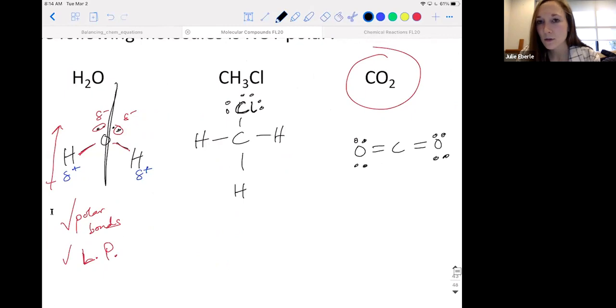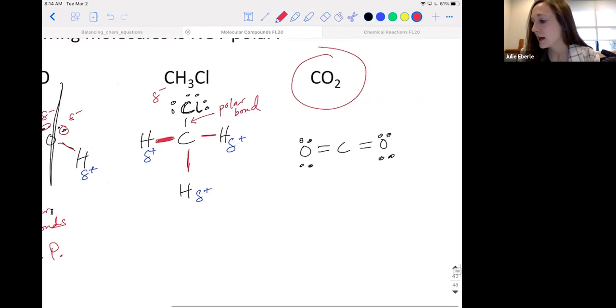Same idea with CH3Cl. I'm just going to go ahead and draw. Your hydrogens are partial positive, and the chlorine is partial negative. Now the carbon-hydrogen bonds, these are not polar bonds, okay? None of these are polar. Remember, carbon-hydrogen bonds are never polar, but the carbon-chlorine bond is a polar bond, okay? So remember that. So we got a dipole that we can draw right there.